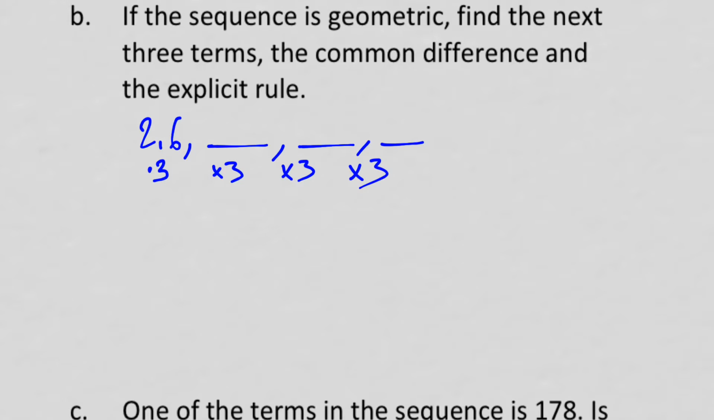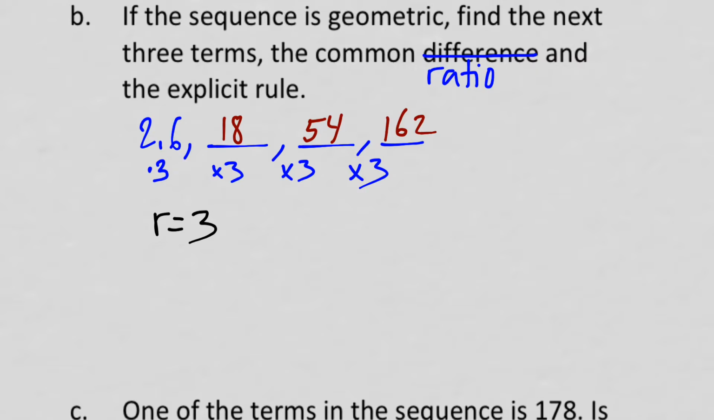So 6 times 3 is 18, times 3 is 54, times 3 is 162. So there's the next three terms. Find the common difference. Whoops, that's a mistake. If it's geometric, it doesn't have a common difference. It has a common ratio, right? So the common ratio is 3. Well, we found it. It's whatever number you're multiplying by. And find the explicit rule.